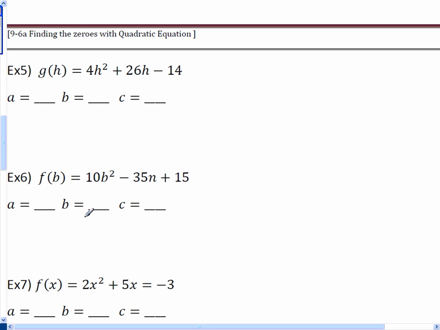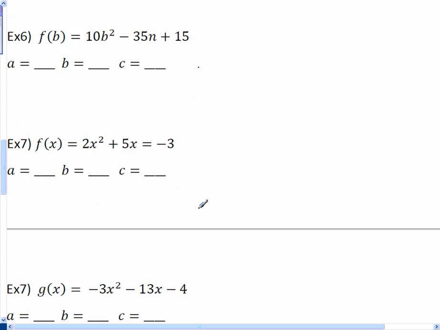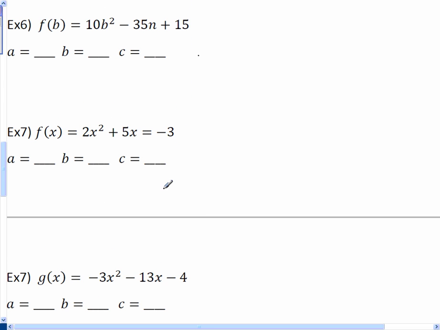All right, we're going to do one more example, so we're going to skip around a little bit. We don't need to do a ton of these. So let's go down to example 6. In example 6, first figure out what A, B, and C are. A is 10, B is negative 35, and C is 15.